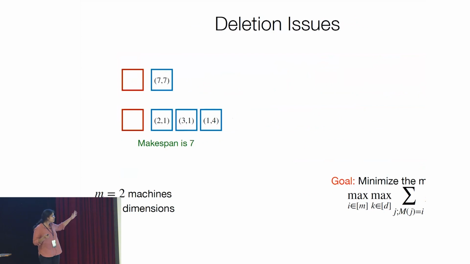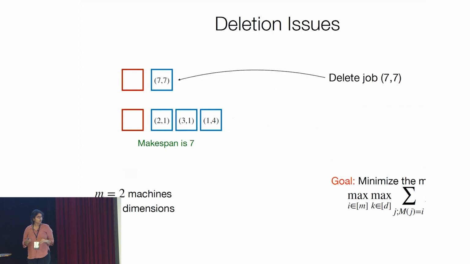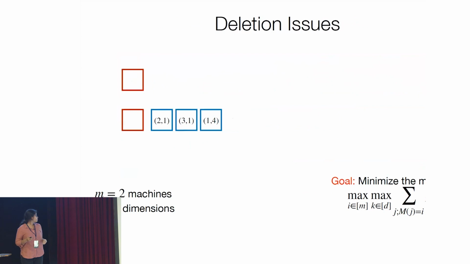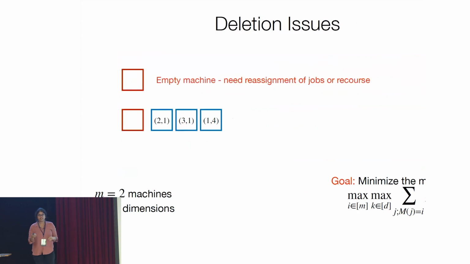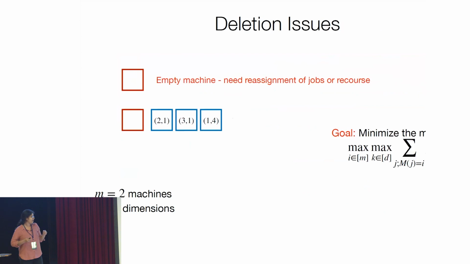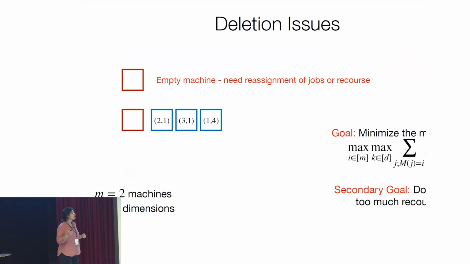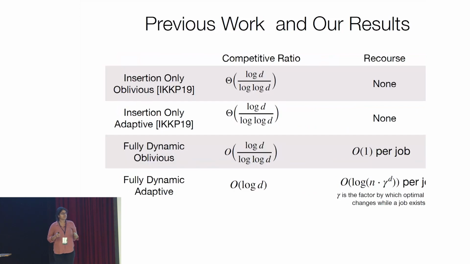So let's start with this good assignment that we have, and let's say we get a request to delete this job 7.7. What's going to happen here? You're just going to be left with an empty machine, and all the jobs are concentrated on this one machine. So this forces us to definitely need recourse in this setting because we have deletions. I'm not going to explain what recourse is because you just saw it. So the secondary goal is that we don't want to change these assignments too much. We want to minimize the makespan while keeping the recourse low.